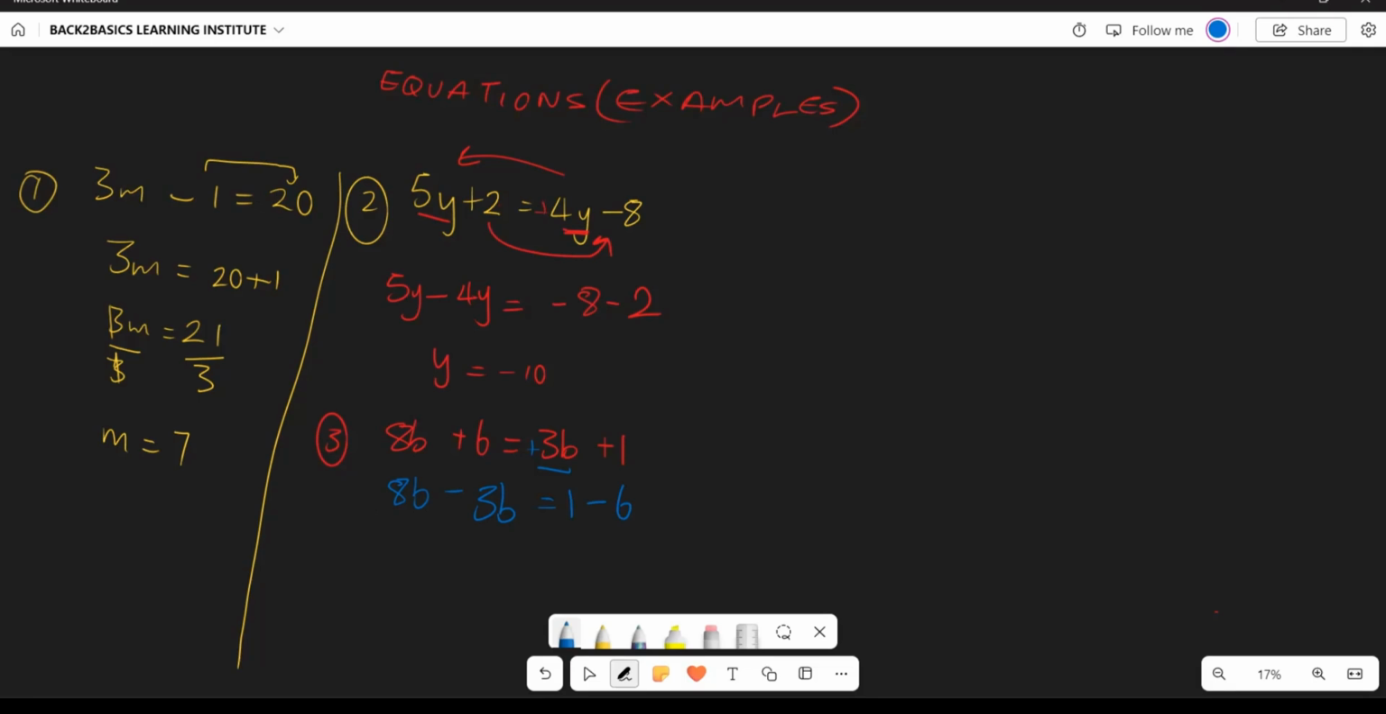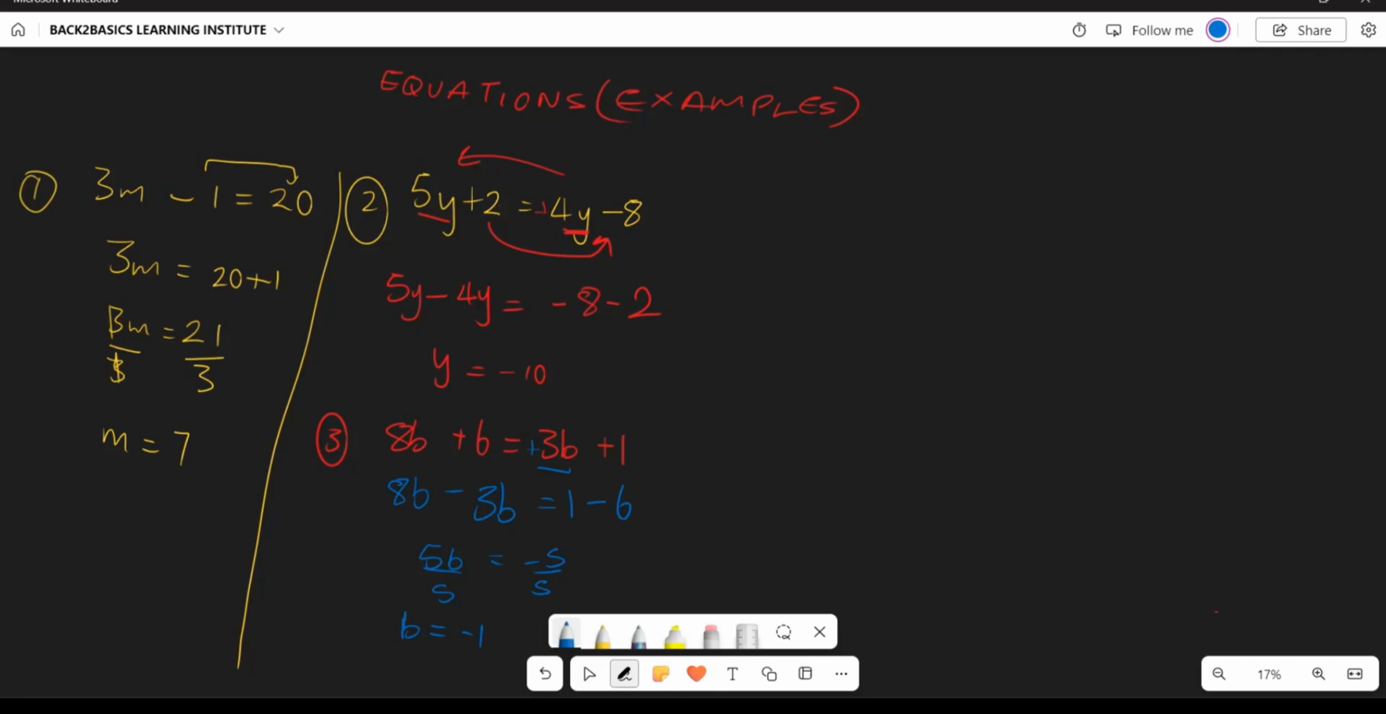And therefore, what are you going to have here? This is going to be 8 subtract 3, and what is 8 subtract 3? It's going to be 5b. And this 5b is equal to 1 subtract 6, which is negative 5. So you're going to divide by 5 on both sides. So which means the value of your b is going to be negative 1, because negative 5 divided by 5 gives you negative 1.